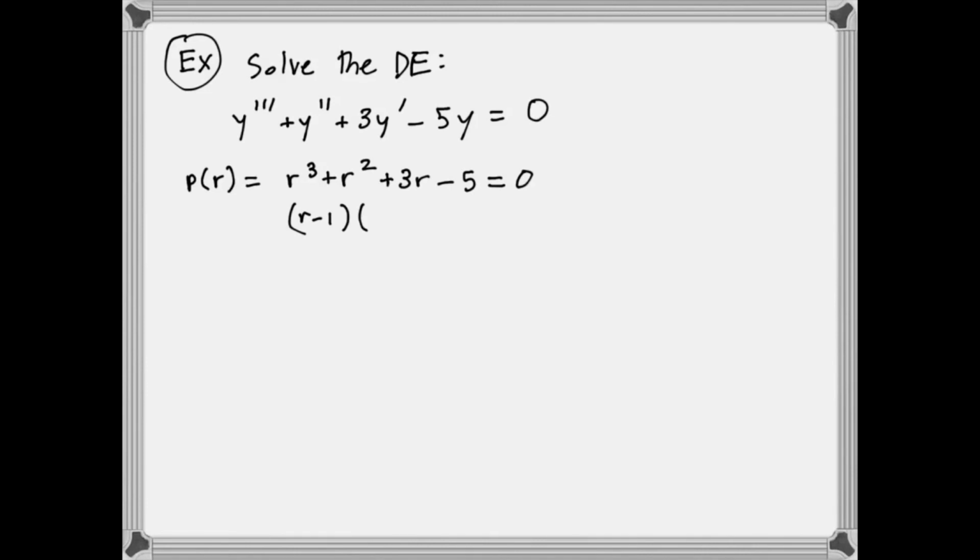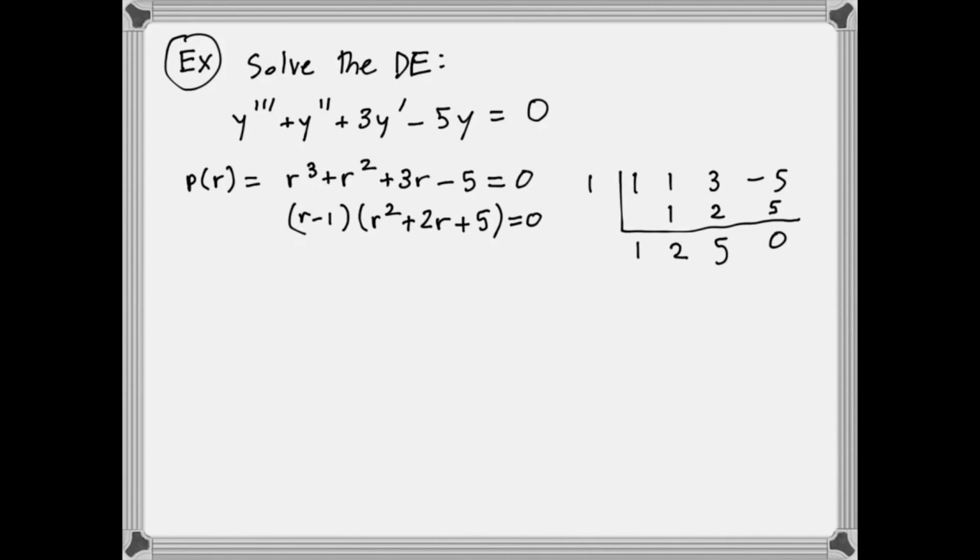But to find the rest of it, I either need to use long division or I can use synthetic division. Let me just use synthetic division because why not? It's a cool technique. And so this is 1. 1 times 1 is 1. Add them together, you get 2. 1 times 2 is 2. Add them together, you get 5. 1 times 5 is 5, and 0, so no remainder. So this actually does factor into r squared plus 2r plus 5.